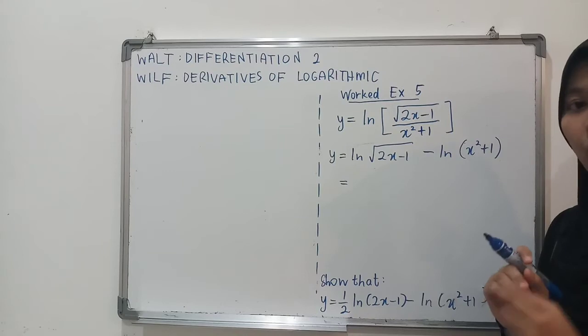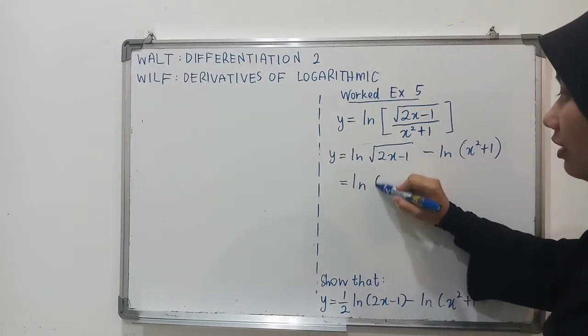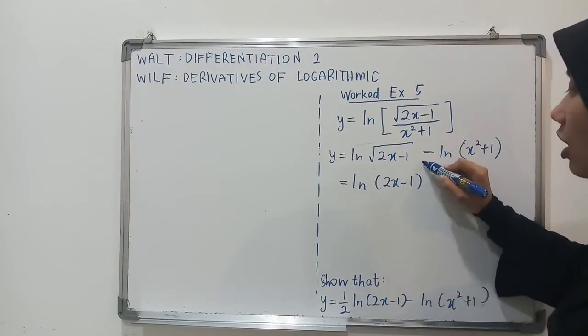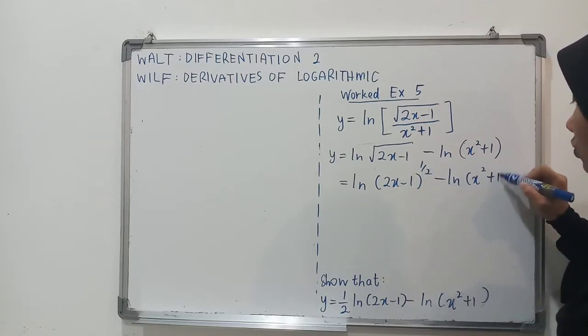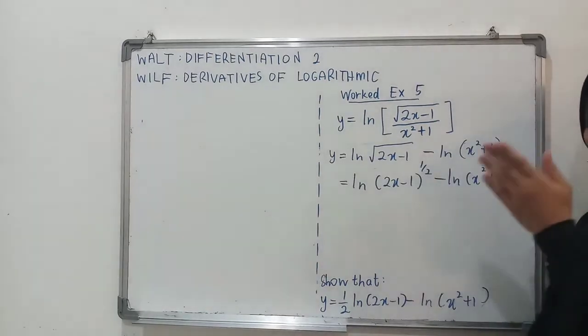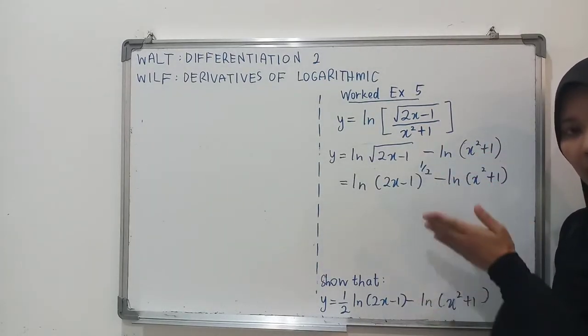That is power of 1 over 2. So ln in bracket 2x minus 1, 1 over 2, minus ln x square plus 1. Okay, so make sure every time you check with your aim. Have you achieved your aim?